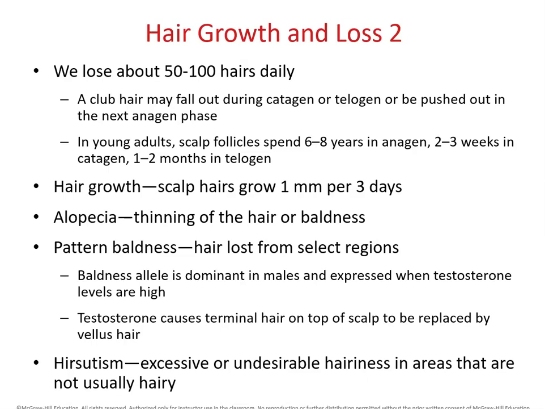Alopecia is the name of baldness. We have some genetic causes of baldness and hormonal causes of baldness. The opposite of this, hirsutism, is when there is excessive hairiness on parts of the body other than the scalp.